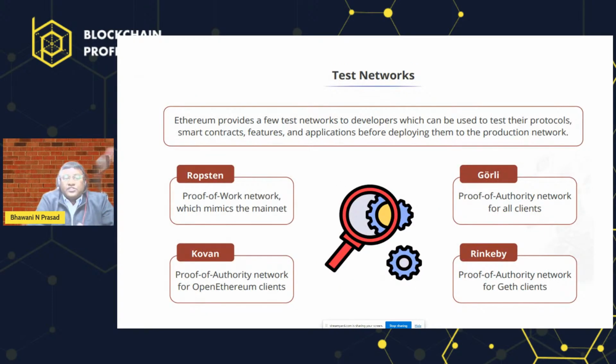Test networks, these are examples. You can use a proof of work network, then you can use Ropsten. If you want to use a proof of authority network, you can use Goerli. If you want a proof of authority network for OpenEthereum clients, you can use Kovan. If you want a proof of authority network for Geth clients, you can use Rinkeby. So these are four options for test networks.